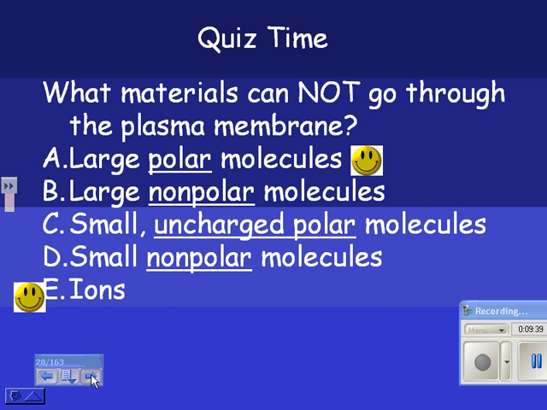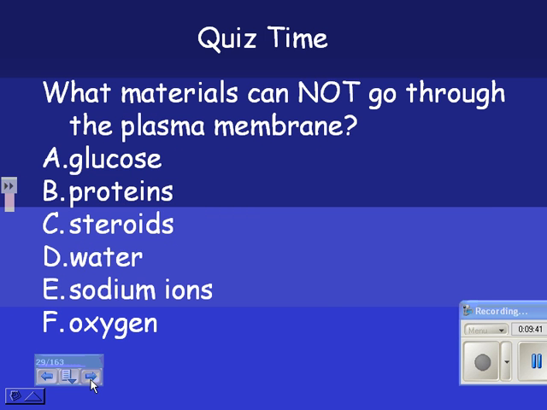All right, did enough of these. What materials cannot go through the plasma membrane? Thought I did this already. Glucose cannot go through. Proteins, again, too big, cannot go through. Steroids can, water can, ions cannot. So here's the deal. If it's got a charge on it, then it cannot go through. And if it's something that's big and polar, it cannot go through. Lipids can absolutely go through, and then oxygen's nonpolar and water's tiny.